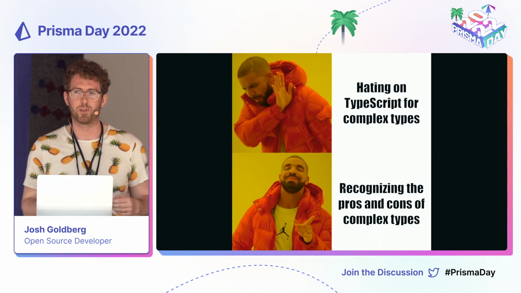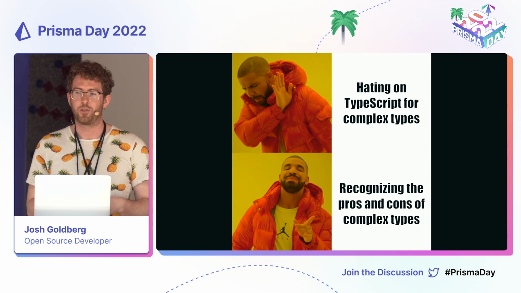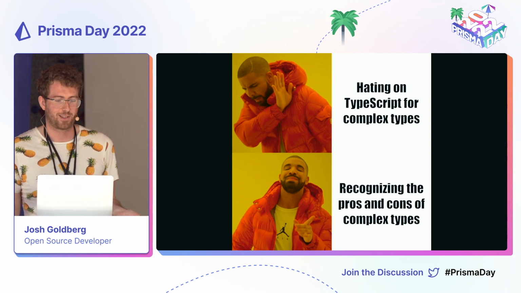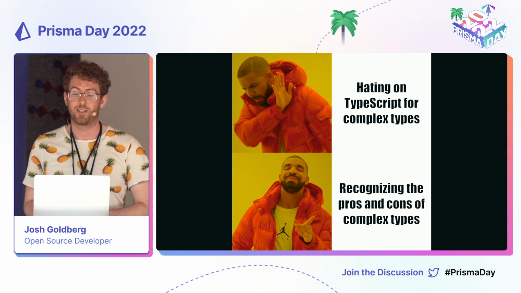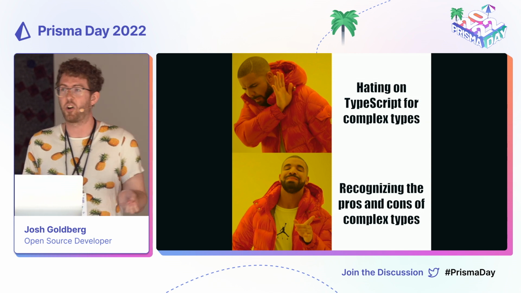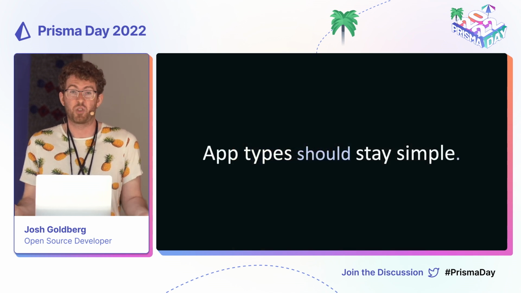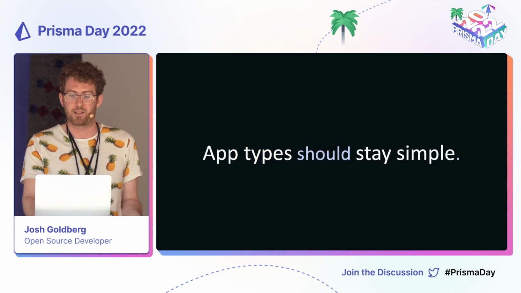So, because people only understand and remember in forms of memes, here is Drake. You should not hate on TypeScript for having complex types. You should recognize that there are pros and cons. And these pros and cons reflect the way that most architects want to architect code. Your app types should stay simple. We don't want to work with complex types.